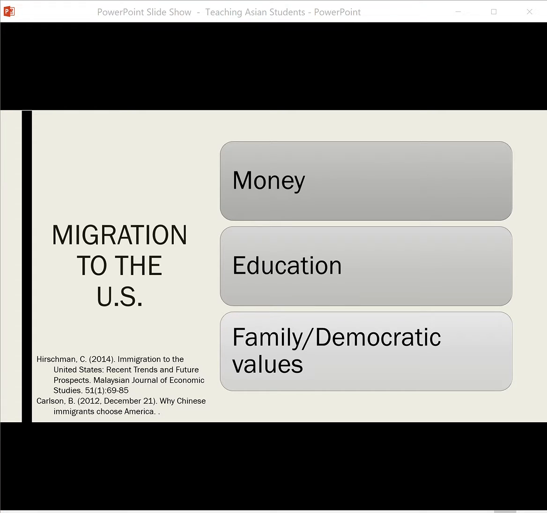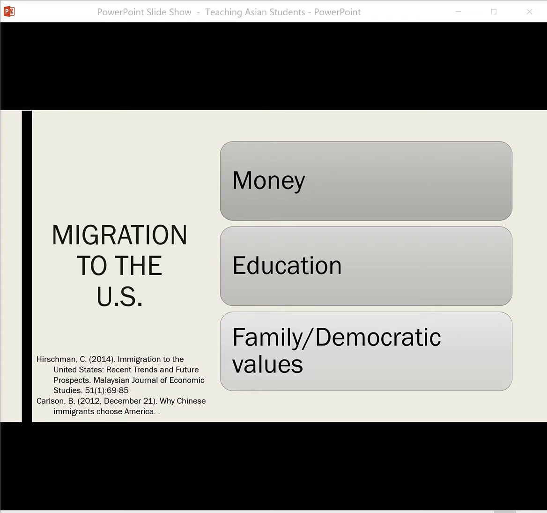Migration to the U.S. Most of the people come from money and education. Money is like, you're leaving a poor job there, and you come to America and get a higher-paying job. They either send the money back to their families in their home country, or if they don't have any, they have a more well-off life here. Education too, they want to move for a better education.